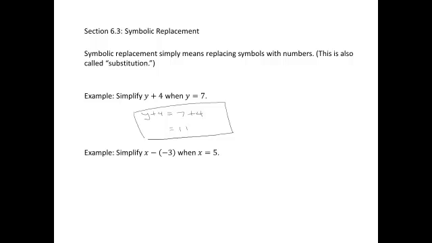Example, simplify x minus negative 3 when x equals 5. Don't be confused by all the extra symbols. We are replacing the symbol x with the value 5. And then we simplify. 5 minus negative 3 is the same as 5 plus 3, which is 8.